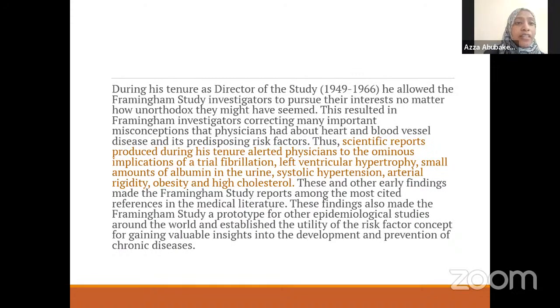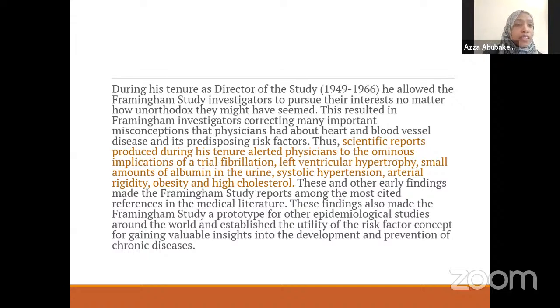He directed the study from 1949 to 1966. He allowed the Framingham study investigators to pursue their interests, no matter how unorthodox they might seem. This resulted in the Framingham investigators correcting many important misconceptions that physicians had about heart and blood vessel disease and its predisposing risk factors.